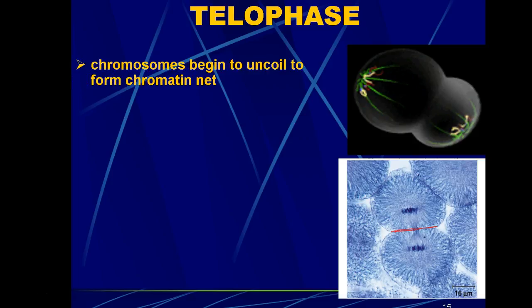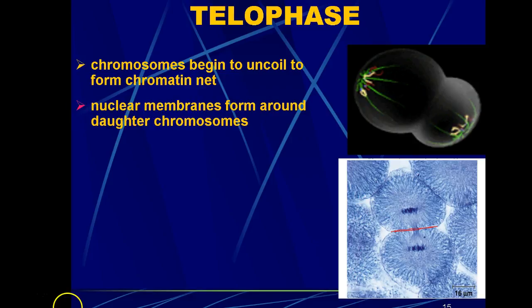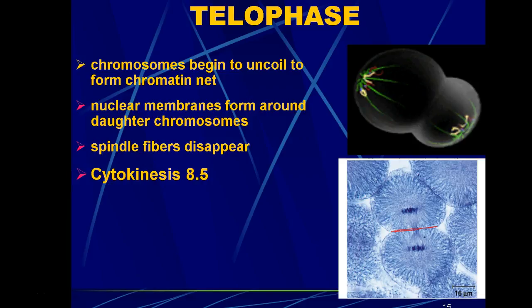So the chromosomes begin to uncoil and form the chromatin net again. The nuclear membranes that went away, now we're going to have 2, one in each new cell, but the nuclear membranes are going to form around those daughter chromosomes. The spindle fibers that were forming have to go away. We don't need them anymore. They're going to break down and become the cytoskeleton. And then of course, cytokinesis is going to occur.